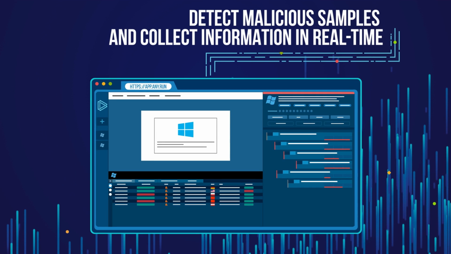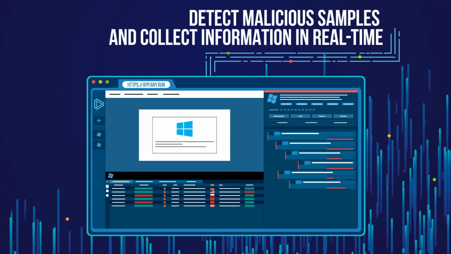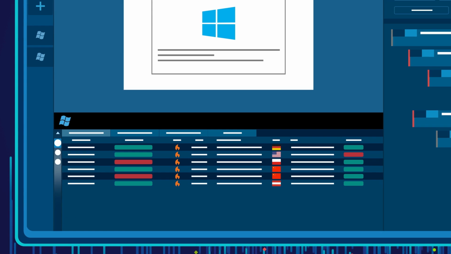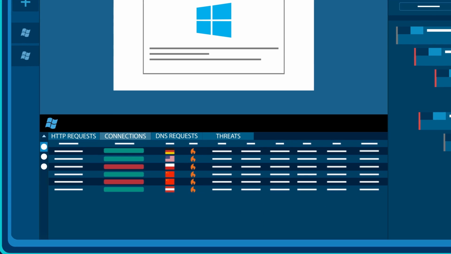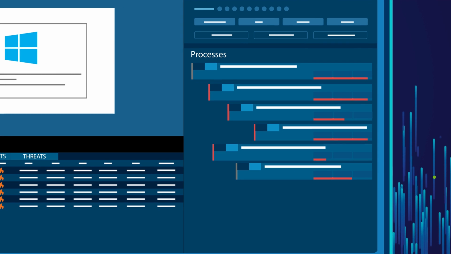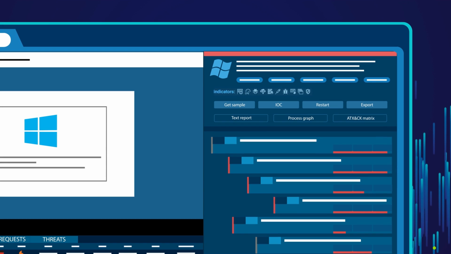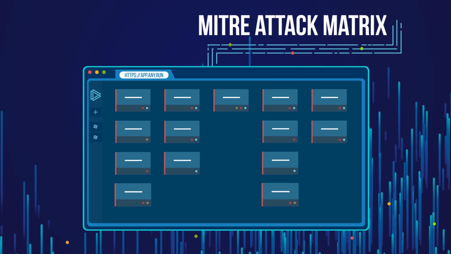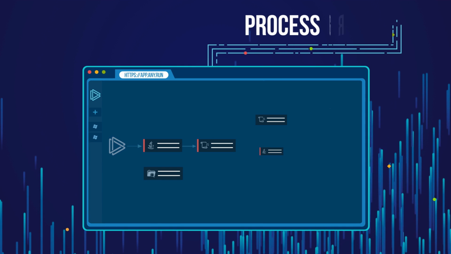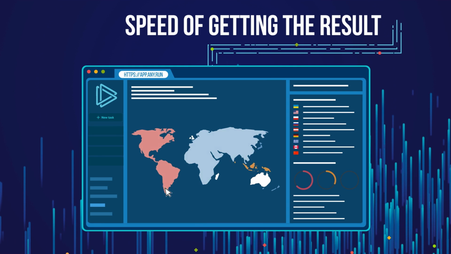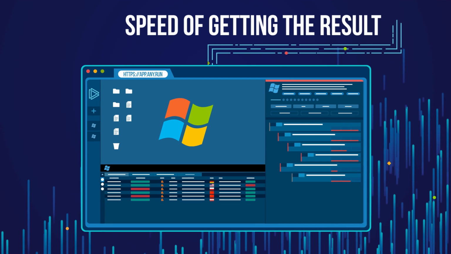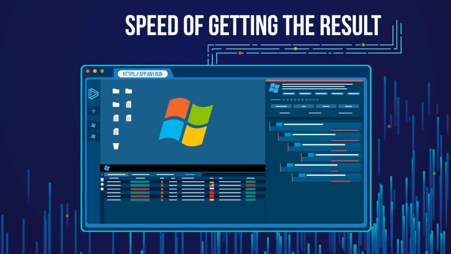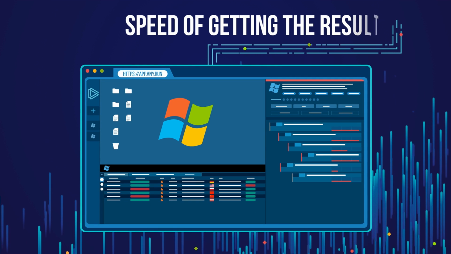Detect malicious samples and collect massive amounts of information in real time. Downloadable files and modules, network connections, system processes, incident indicators, MITRE ATT&CK matrix, process graph, and much more. What are the benefits? The interactivity of ANY.RUN allows you to get initial results immediately after starting the task. The whole process often takes just a few seconds.